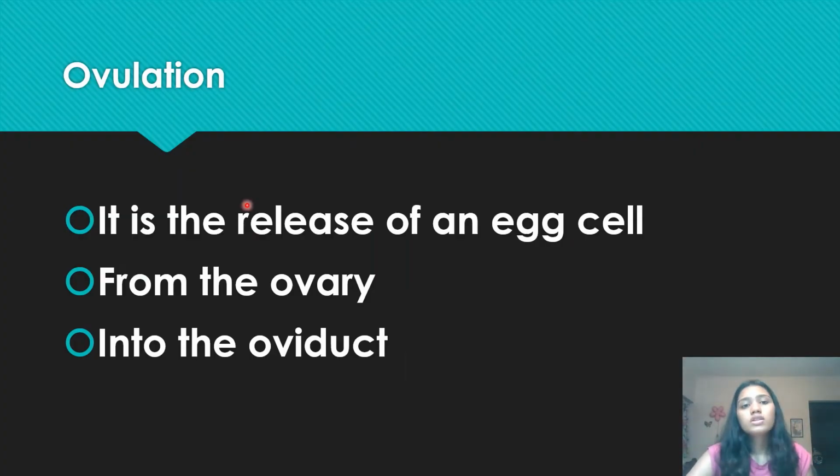Now, what is ovulation? It is the release of an egg cell from the ovary into the oviduct. Believe it or not, this could be a 3-mark question. I've seen it for 2 to 3 marks, and every point carries a mark. So please don't mess this up. I've literally put this on one slide in bold letters because it's so easy, and I want this to stick in your head.